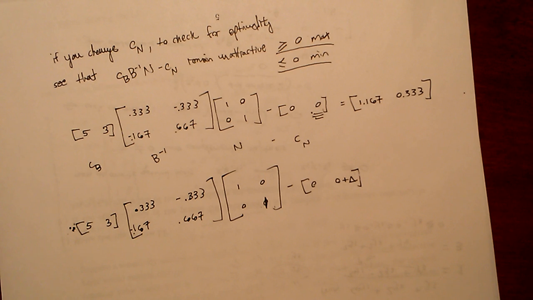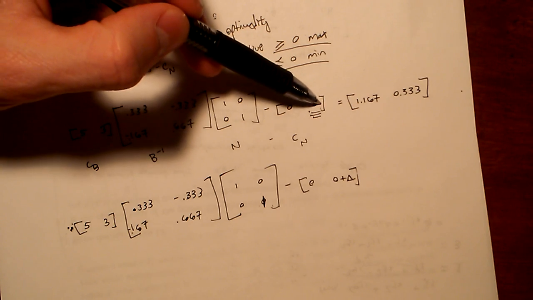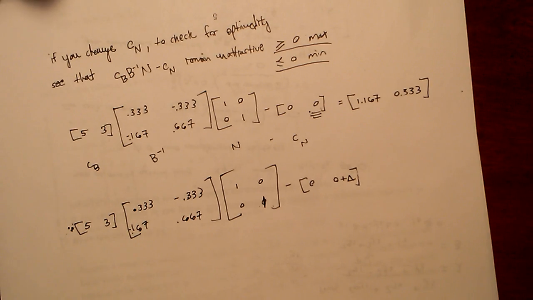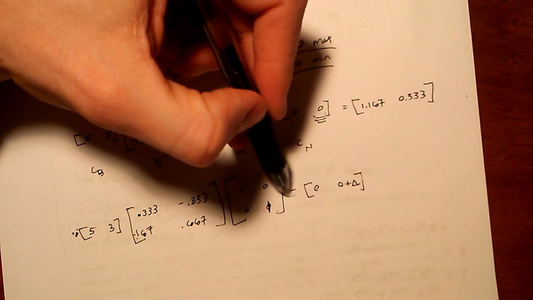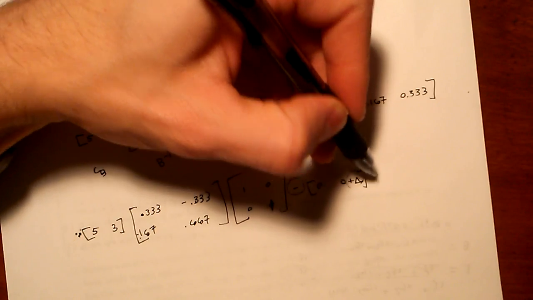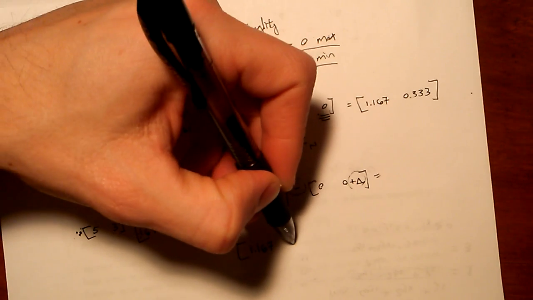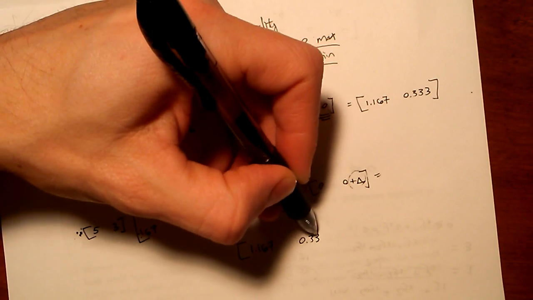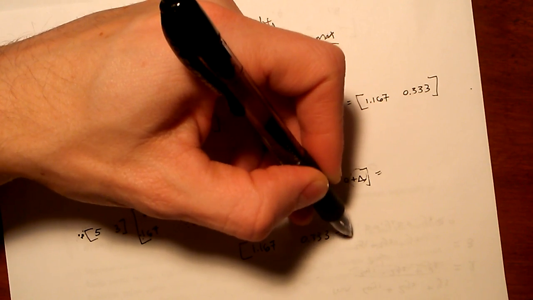It was kind of convenient, the way this problem was given. Since this is just 0, adding delta there, all we're going to be doing is subtracting a positive delta, so you can quickly see what that's going to end up being. Everything's going to be the same except in the second term, the second reduced cost, in other words, it's going to be a minus delta.